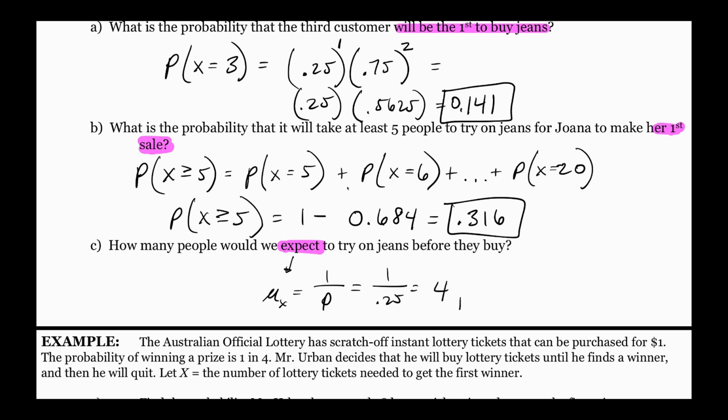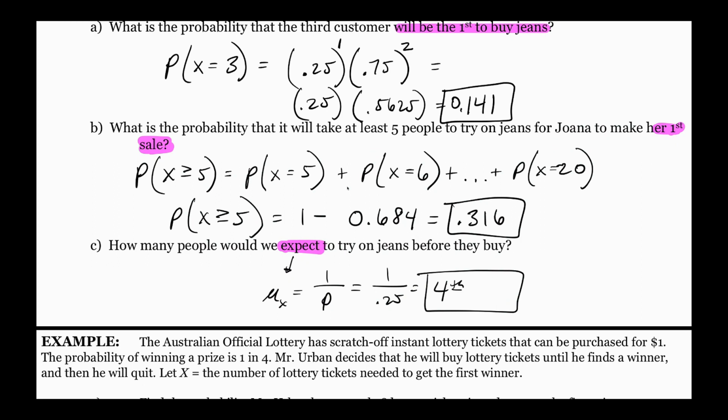So 4 people. So I would expect the 4th person to buy. That's where the bar is the highest. How many people do we expect to try on before they buy? So 4 people try on. So the 4th person. Oh, it's the 4th person. This is the 4th person right here.